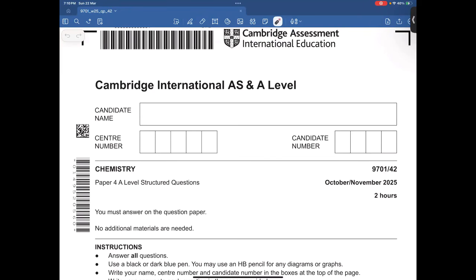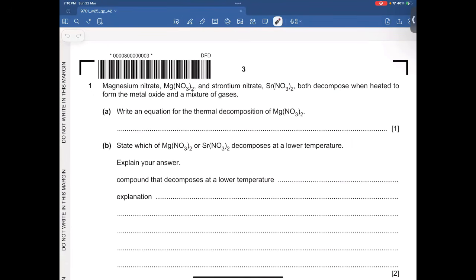Let's start paper 4 of AS and A-level chemistry, October-November 2025, variant 42. Let's start with question number 1. Question number 1 belongs to group 2 elements, I believe. This means this question is going to be the easiest one. Anyway, let's start the question.